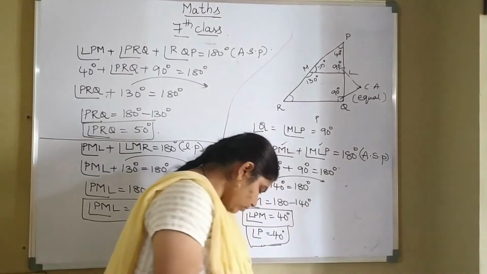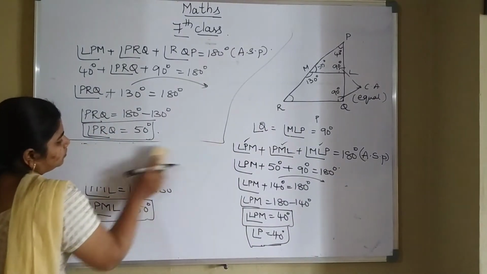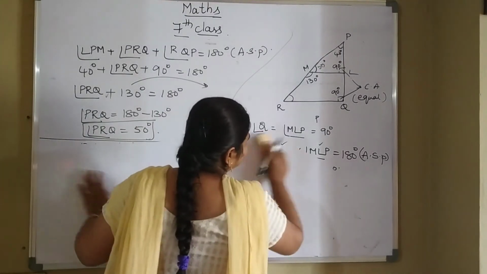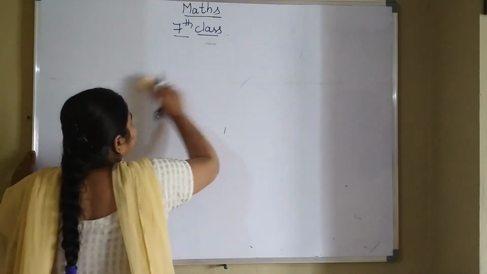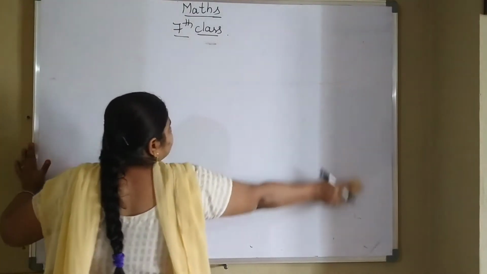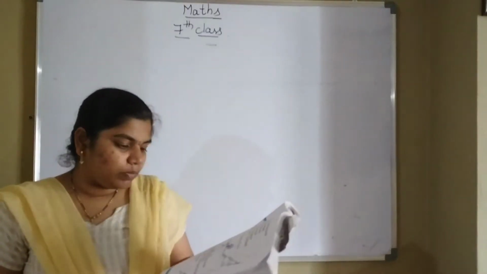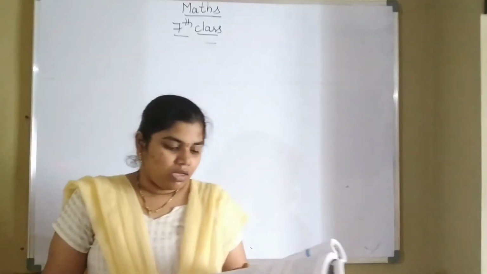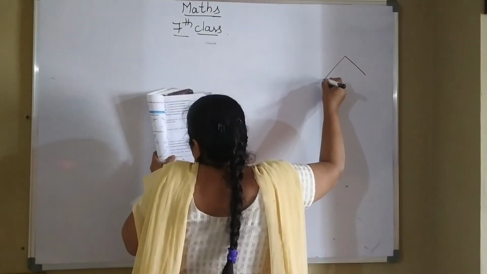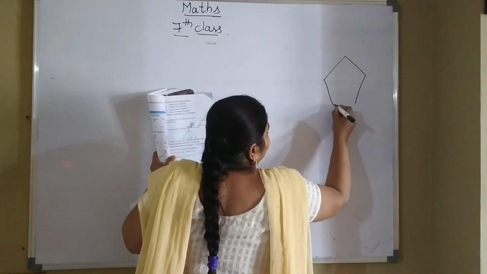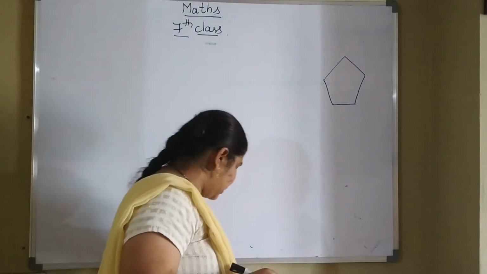Next, 13th one, the last bit in this exercise. In figure ABCD, find angle 1, angle 2, angle 3, angle 4 and angle 5. We have to find all the angles here. So we have been given the figure. Which type of figure is this? How many sides are there? 1, 2, 3, 4, 5. This is a pentagon. If it has 5 sides, we call it a pentagon.